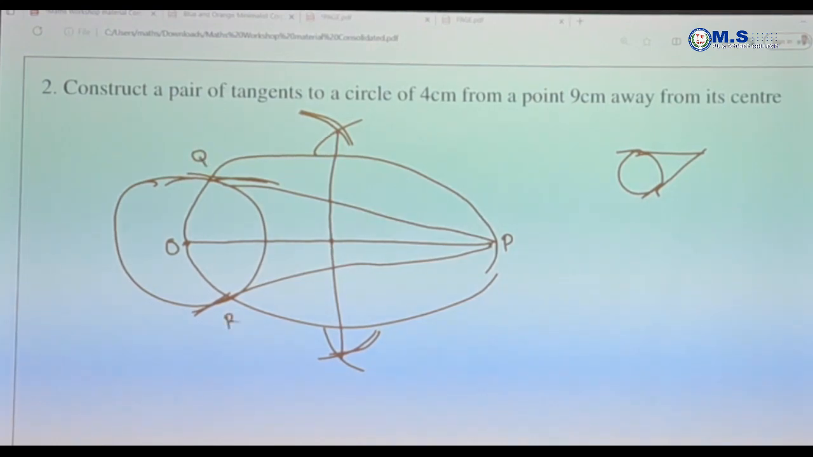This is enough. Some people do this and also draw another line, a line from here to the center, and from here to the center. Now, what is the check here, to see whether you are right or wrong? What is the check? Anyone?